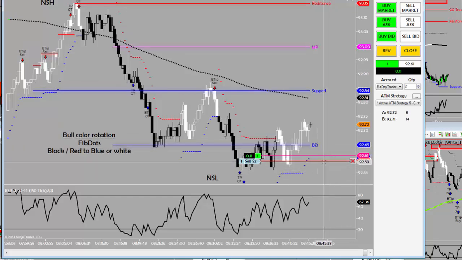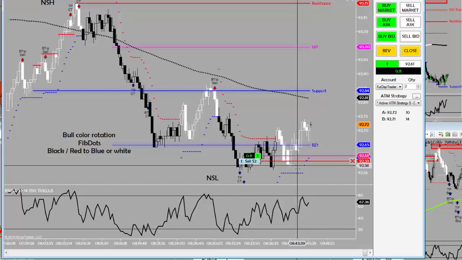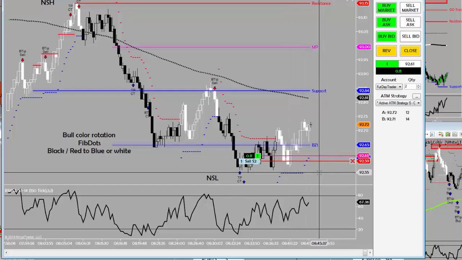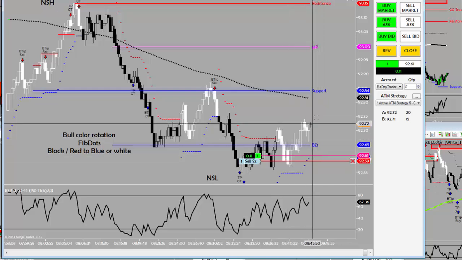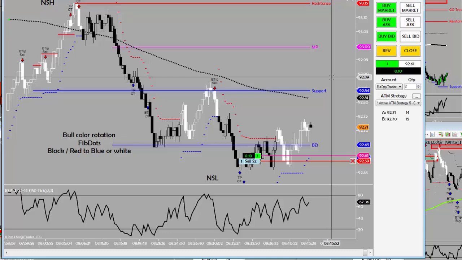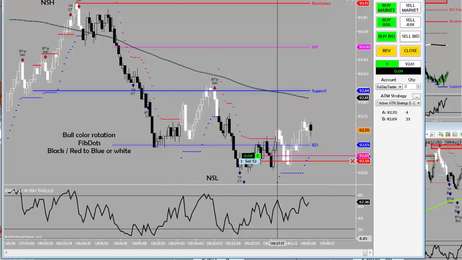Okay, I'm going to trail my stop knowing that if we close below these blue dots right here, my bars will color black. So that'll be a bear color rotation, and that'll be a short entry. If the market continues the rally, we just stay long with it as long as those guys are white.